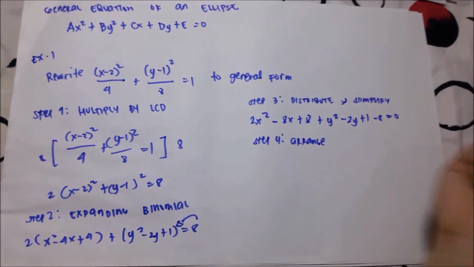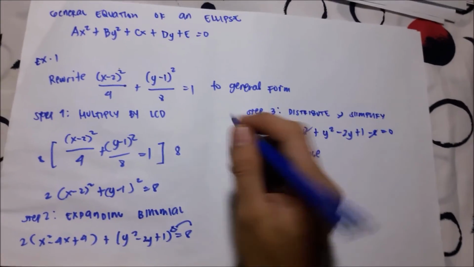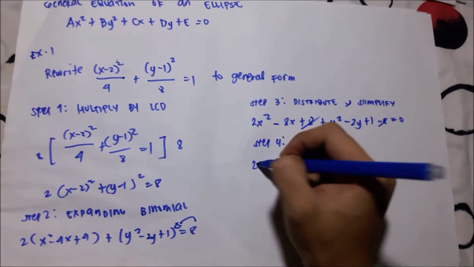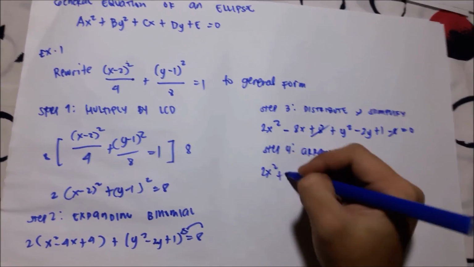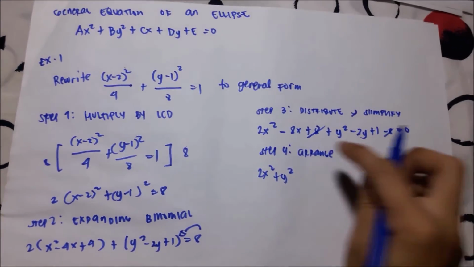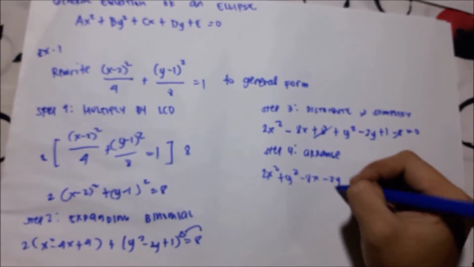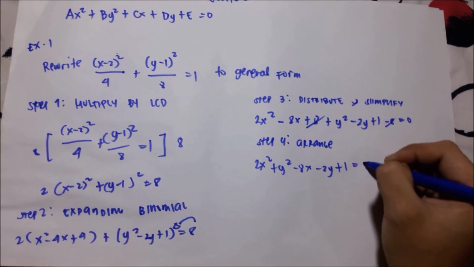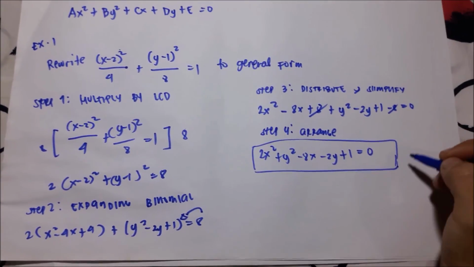So the last step is step 4, arrange. So we're going to cancel the 8 and 8. So let's arrange this according to the given. So the first one is 2x squared plus y squared plus minus 8x minus 2y plus 1 is equal to 0. So this is your general equation, your general form.